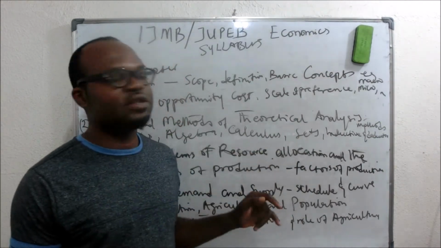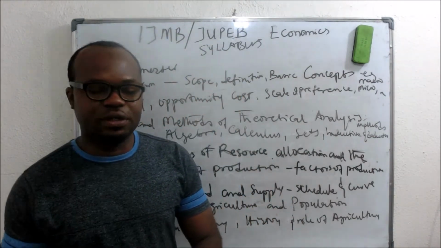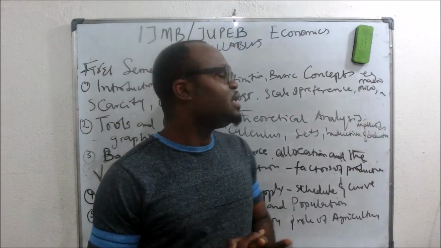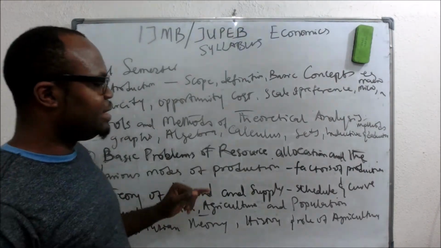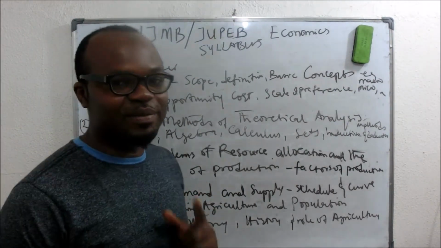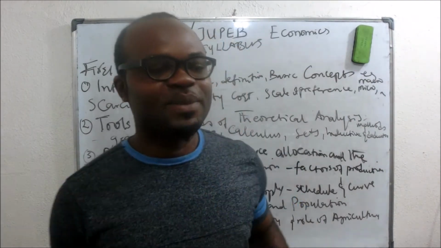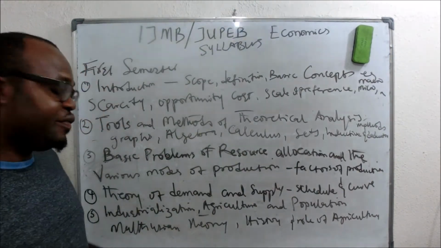We're going to be looking at factors of production. Some of these topics we already looked at in O-level, but we're going to be looking at them in a broader way under IJMB and JUPEB. Then after that, we'll look at theory of demand and supply. Theory of demand and supply, very, very important, under which we are going to be looking at demand schedules, supply schedules, and the rest of them, and the curves.